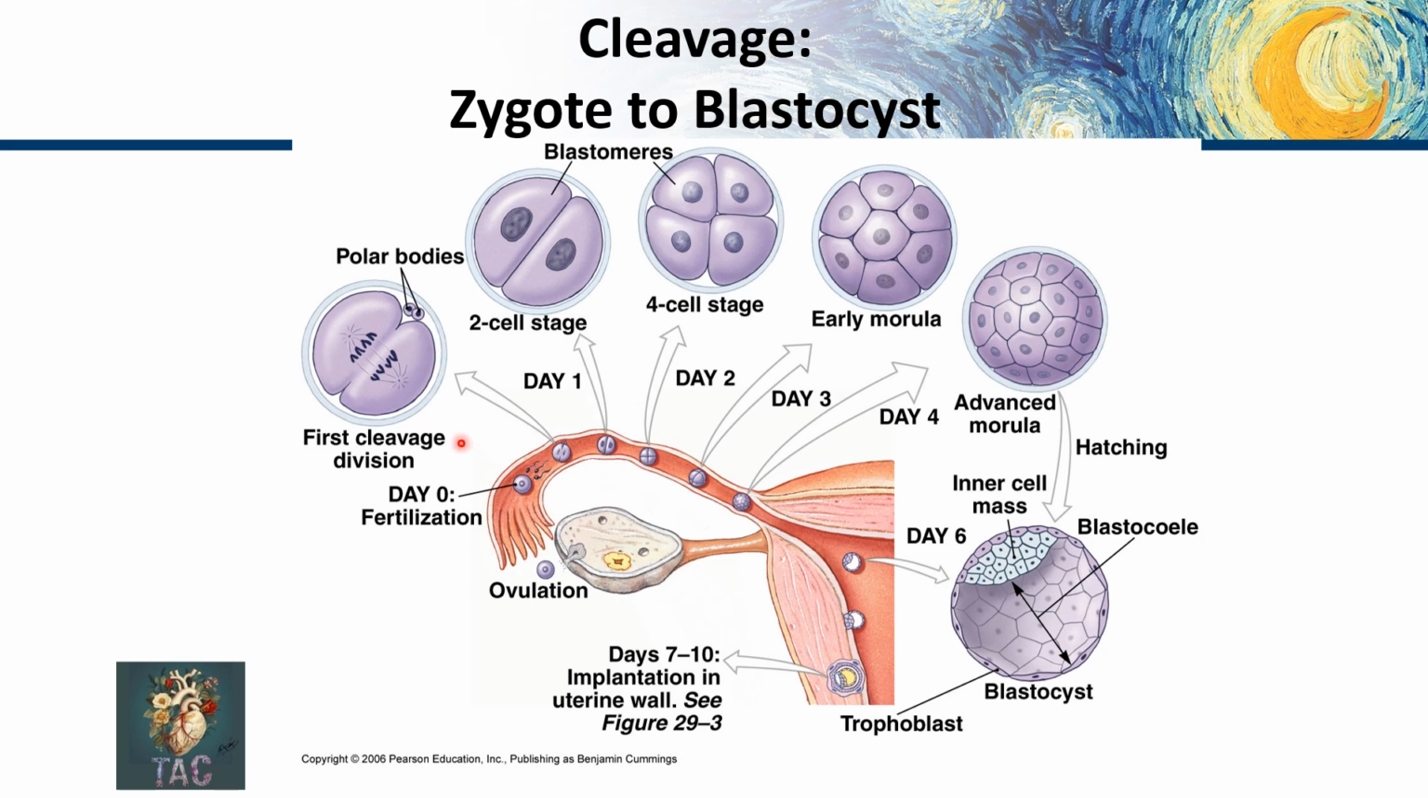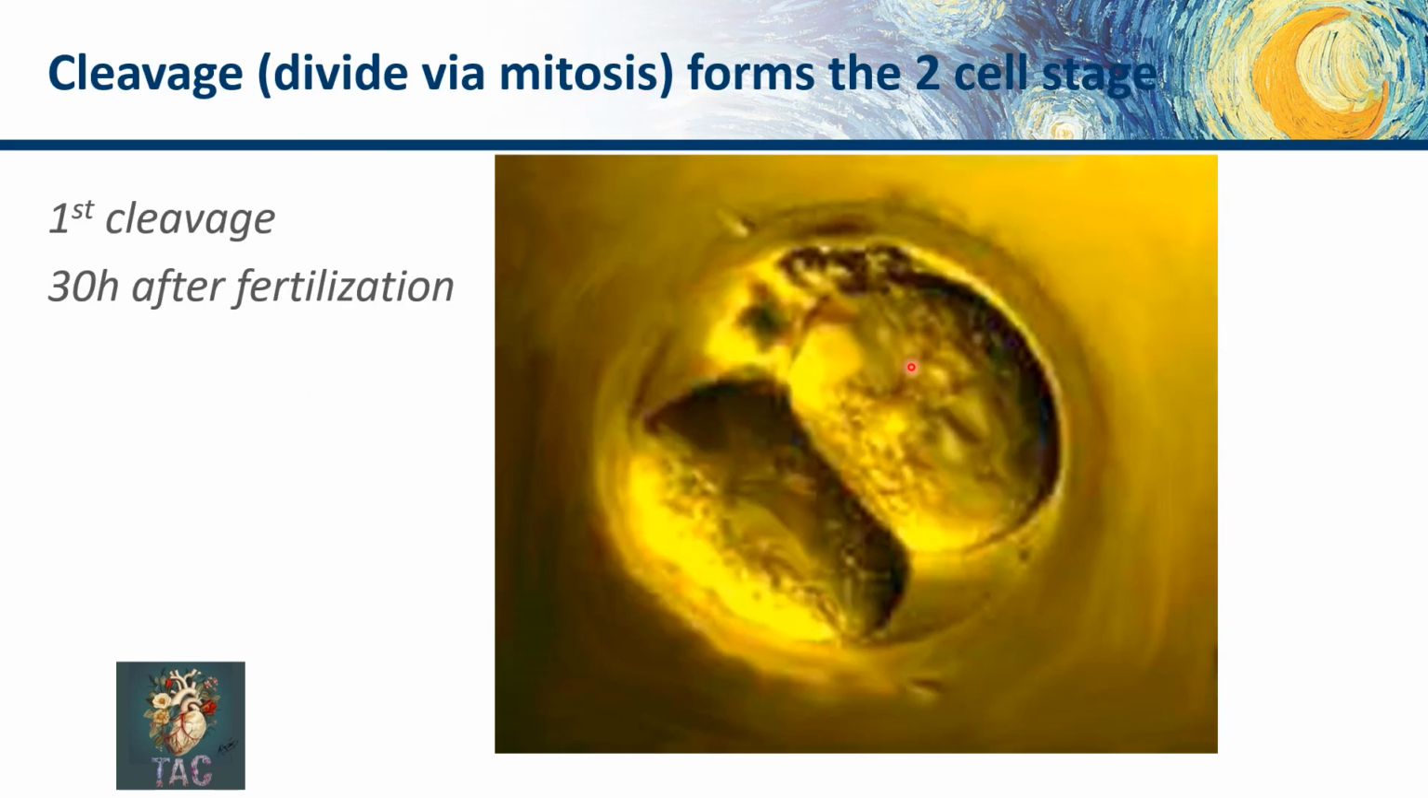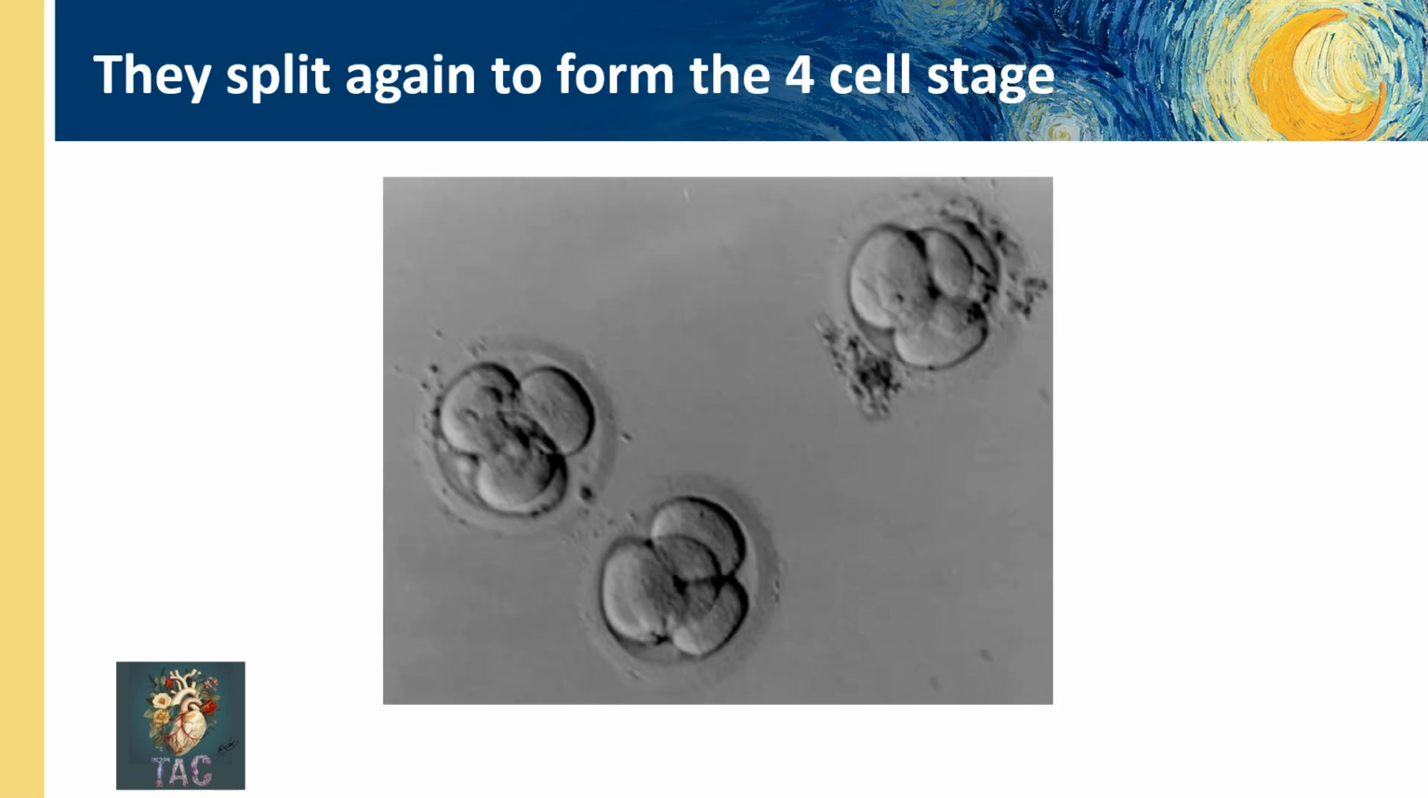So in this diagram again you can see the first cleavage division, the second cleavage division, the 4-cell stage, then the early morula, the advanced morula, and the blastocele which has now started the process of implantation. So the first cleavage forms the 2-cell stage. It is 30 hours after the fertilization. This is again your MCQ as well.